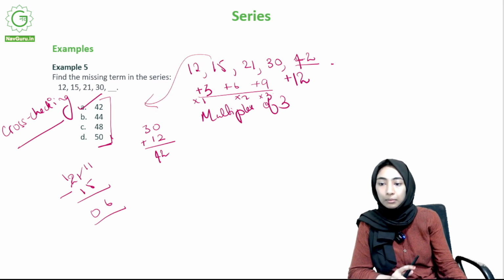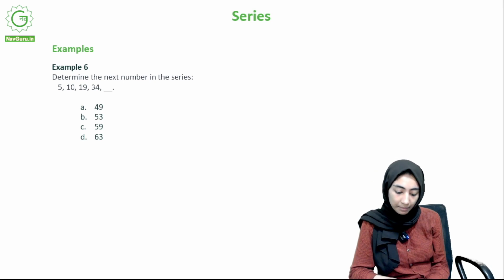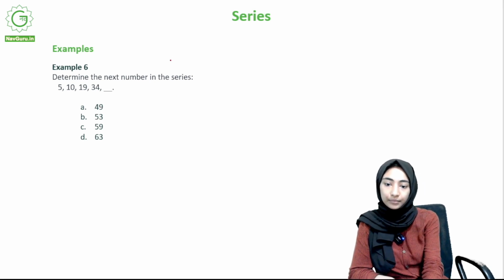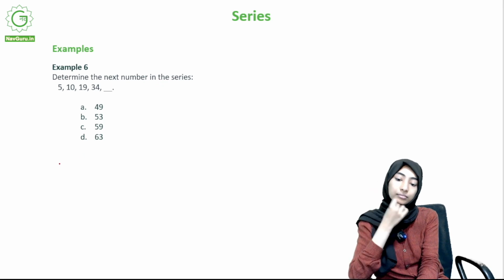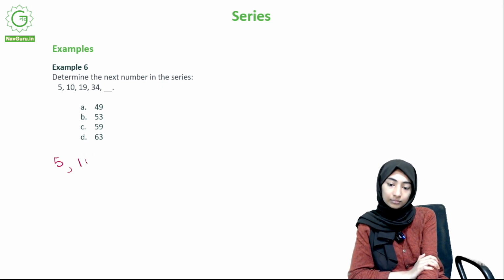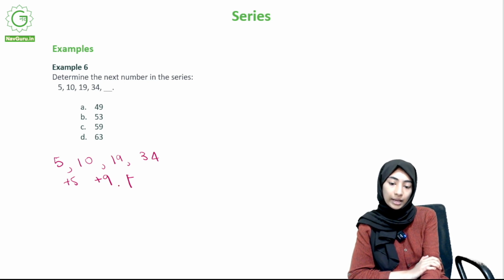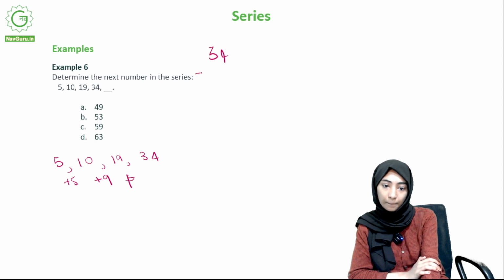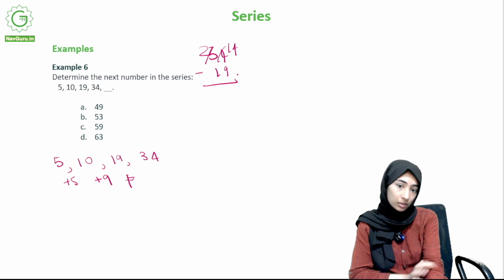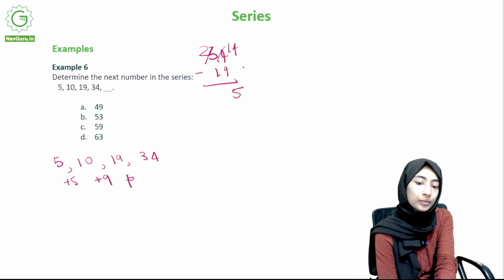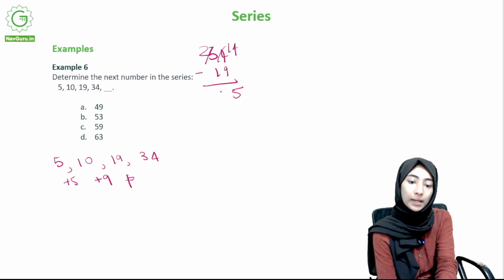Okay, moving on. Determine the next term in the series 5, 10, 19, 34. 5 plus 5 is 10. 10 plus 9 is 19. 19 plus what is 34? 34 minus 19 is 15, right? So 19 plus 15 is 34.